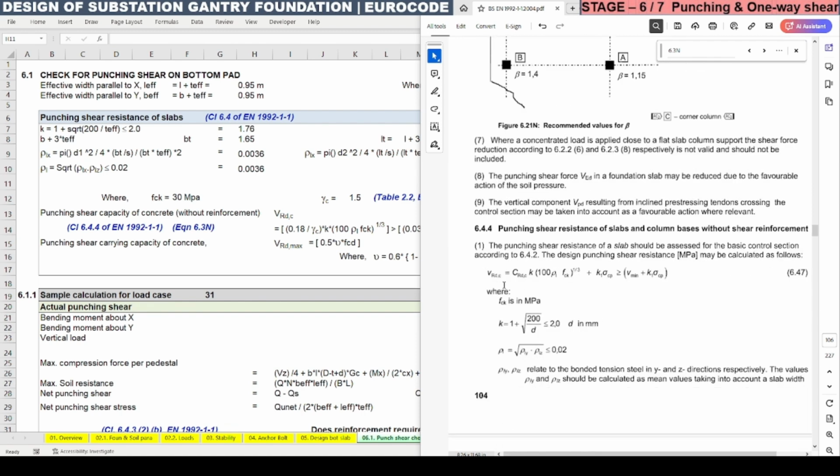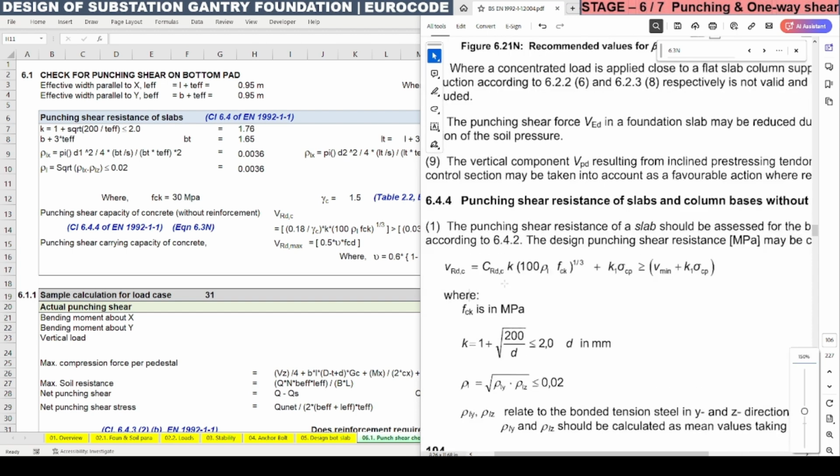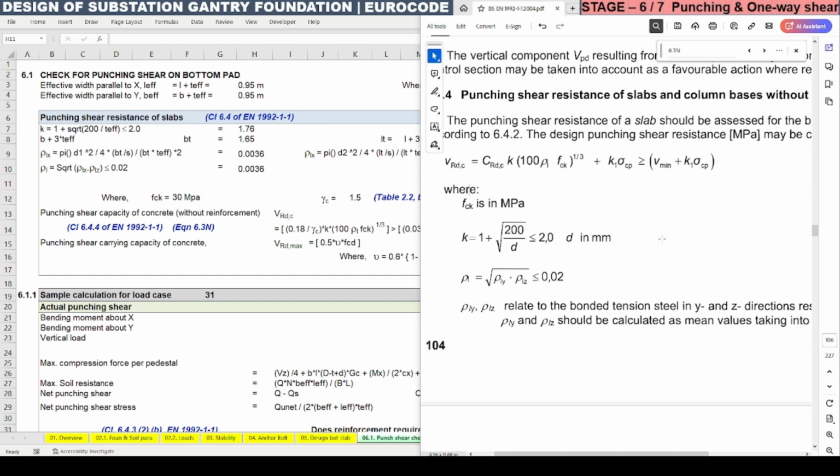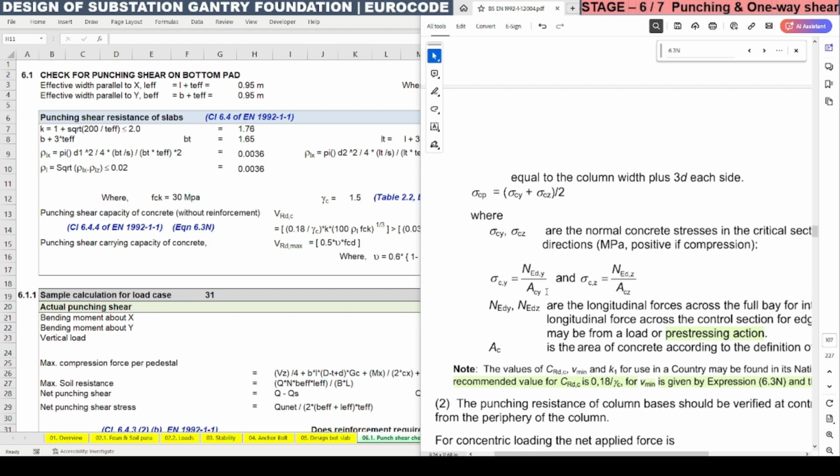Here the explanation is given: vRd,c equals CRd,c times k times (100 rho l fck) to the power 1/3, plus k1 sigma cp, which should be greater than or equal to v minimum. This is the equation provided here, and k1 sigma cp also. If you are considering sigma cp, this is not applicable for cast-in-situ normal concrete, because sigma cp is a value which we need to derive from the pre-stressing action, which is not applicable for this concrete.